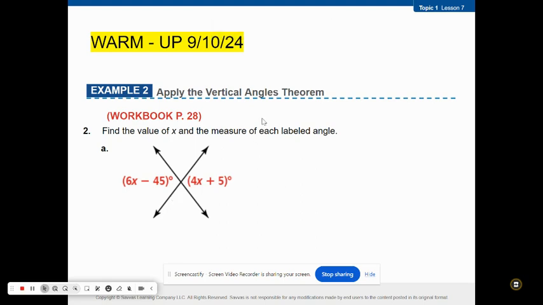All right. So if you look at this, let's find the value of x and the measure of each labeled angle. What kind of angles do we have here? What are they called? Yeah, they're called vertical angles. And what do we know about vertical angles? They're congruent. Okay.